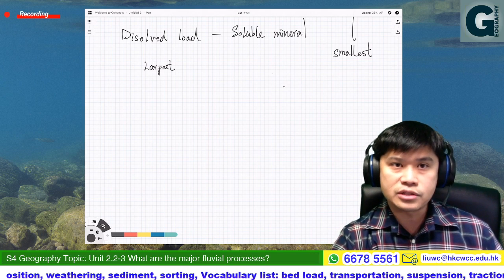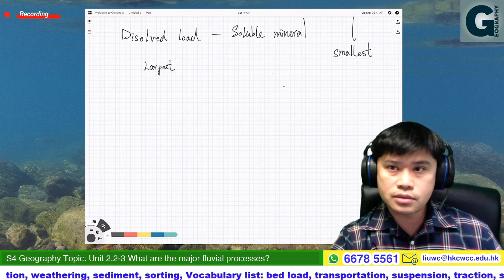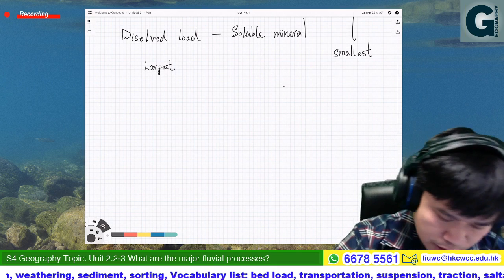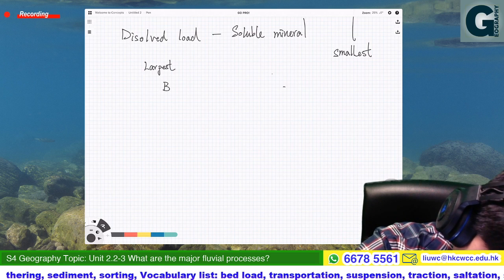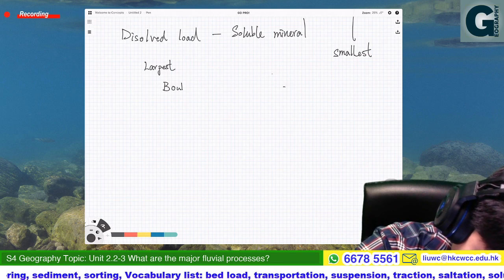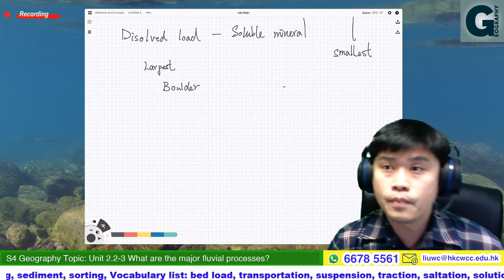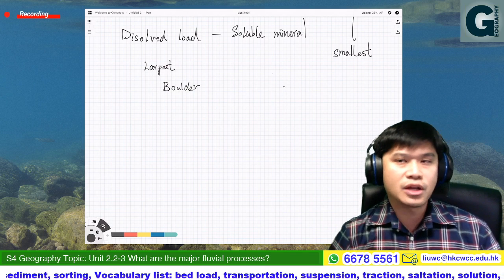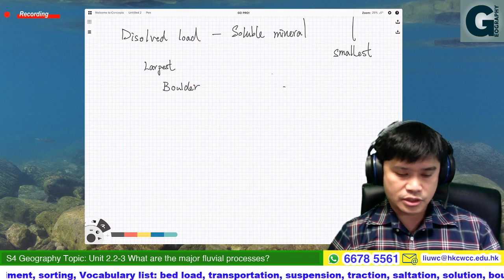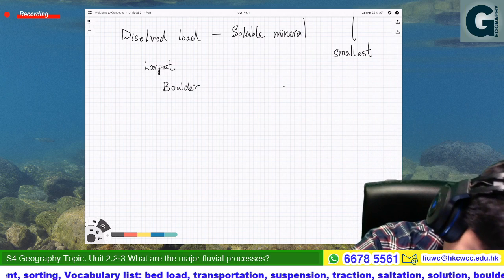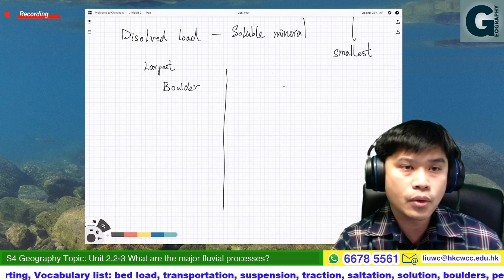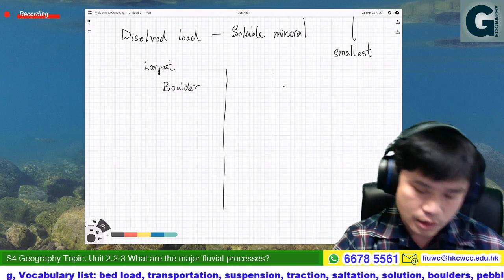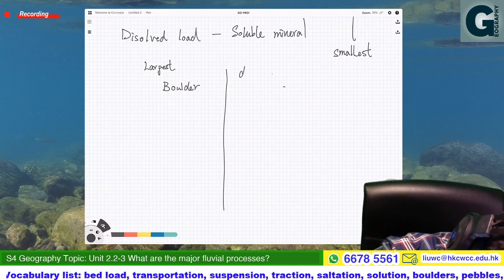the largest, so which type of load would be the largest? You may write it down: we may say boulders. Boulders should be the largest. And then here I would like to give you one more piece of information, that would be the diameter.